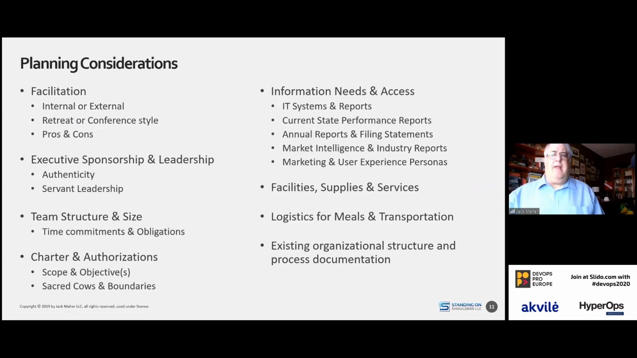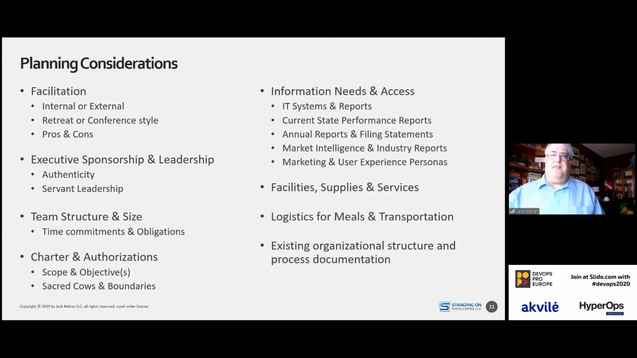When we think about the planning, there are a number of different ways that we can go. We may want to have an external facilitator join the group that is skilled in value stream mapping to help avoid some challenges we know that we'll reach. We also can think about whether we want to do this as a retreat where folks are sort of sequestered, or if we want it to be more like a conference and an open approach. There are pros and cons to both.